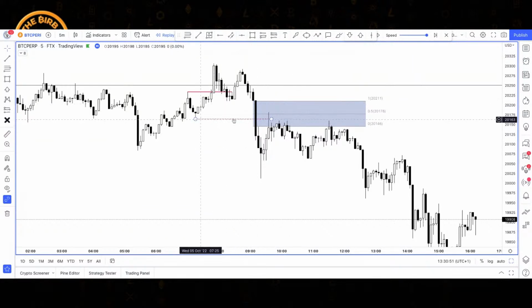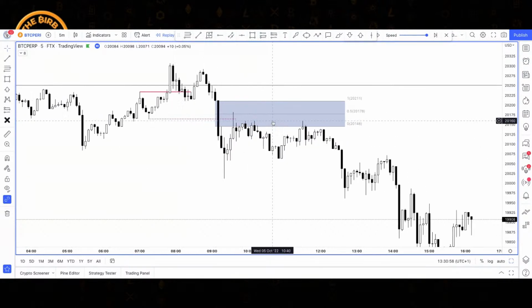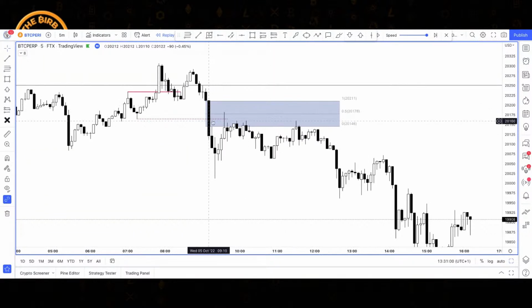Now, you can enter on the breaker line. So you set a limit order here when this candle closes. You wait for price to come back, tag your limit order, which it does there, and then you can put your stop loss above this high.